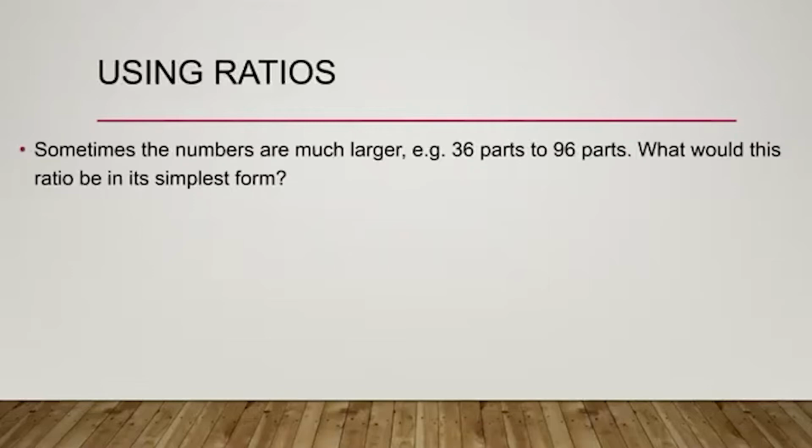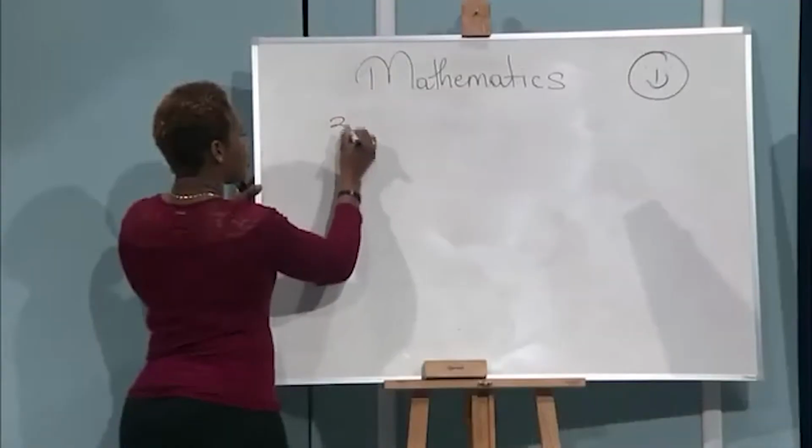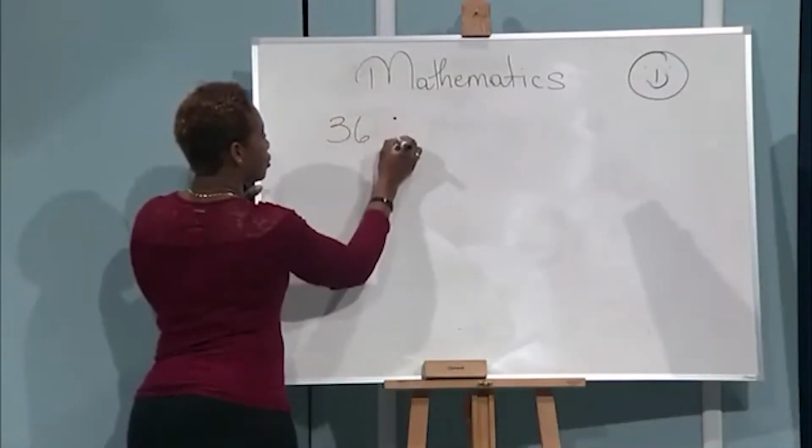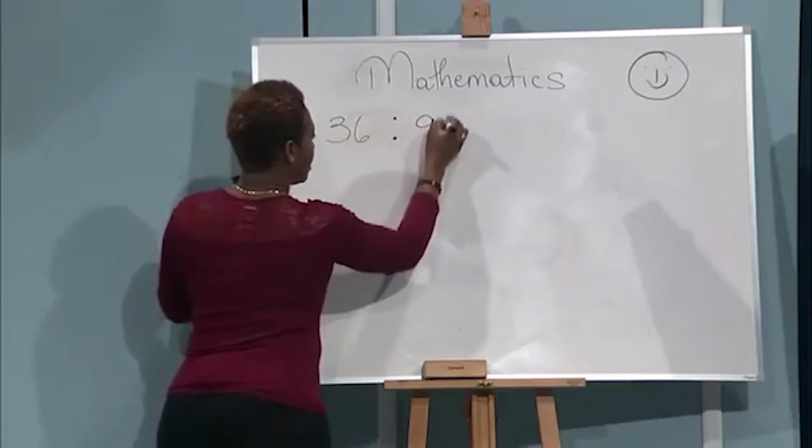All right, guys, using ratio here again. Sometimes the numbers are much larger than what we just looked at. We looked at a 3 to 12 ratio a while ago. What happens if you have a larger ratio? So you have 36 parts to 96 parts. What would this ratio look like in its simplest form? So again, as you can see, there's no attribute given to the ratio here. So we call these raw numbers. And the ratio is 36 to 96.